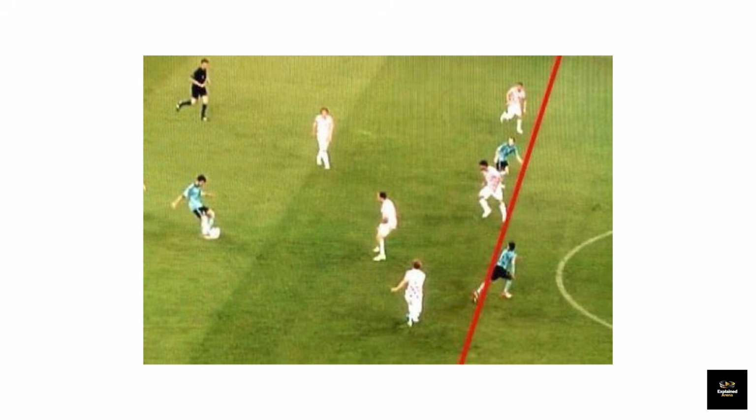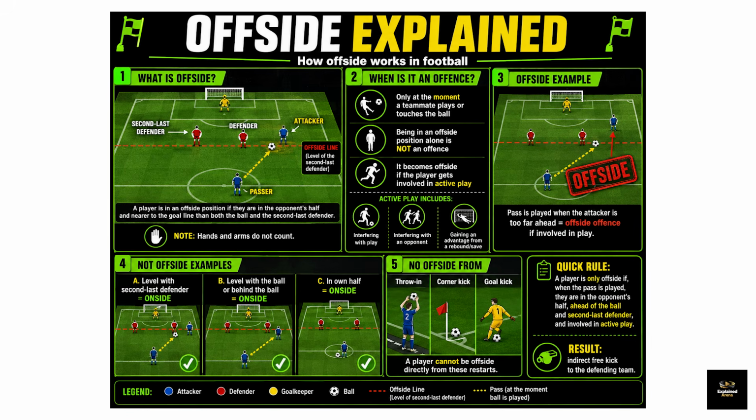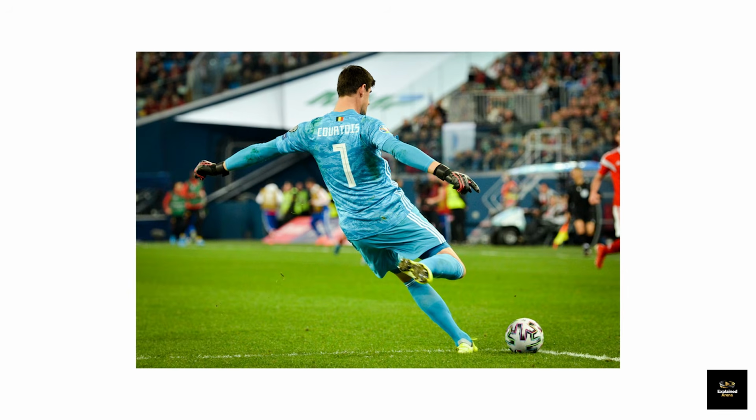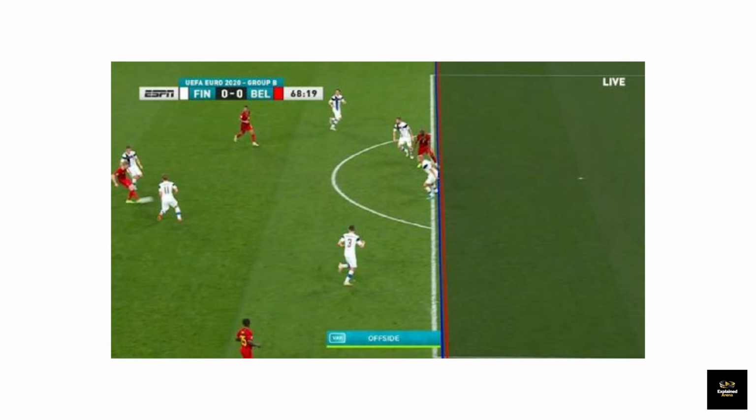A player is offside if they receive the ball while being closer to the opponent's goal than both the ball and the second last defender at the moment the pass is made. In most cases, the second last defender is simply the last outfield player, since the goalkeeper is usually behind everyone else and is considered the last defender. The key detail is that it is judged at the moment the ball is played, not when it is received.